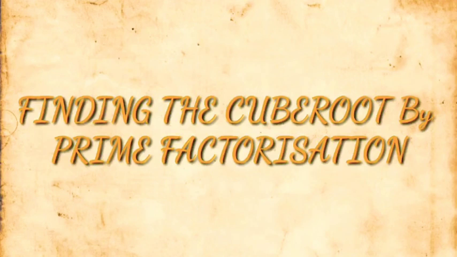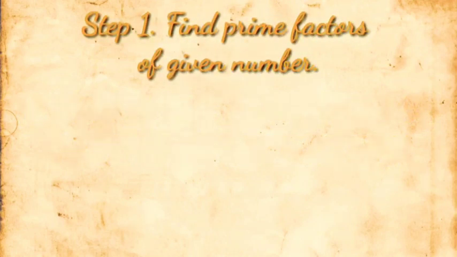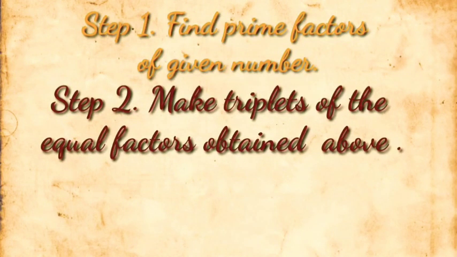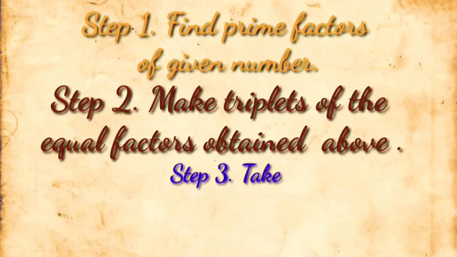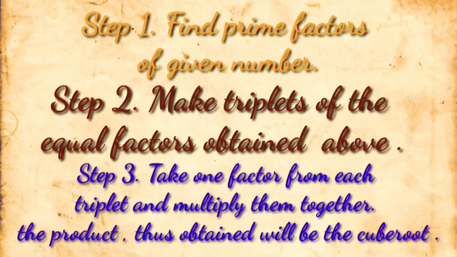In this method, step number 1: first make the prime factors of the given number. Step number 2: make triplets of the equal factors obtained above, that is, make triplets of equal factors from the prime factorization of step 1. The third step is to take one factor from each triplet and multiply them together. The product thus obtained will be the cube root. So let's apply these steps in the following question.